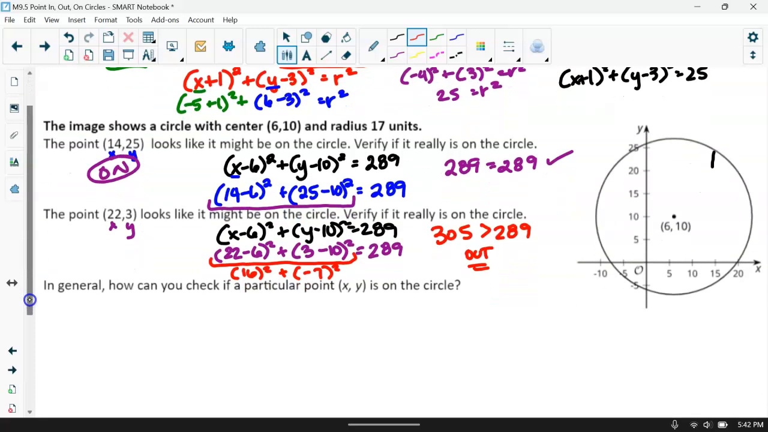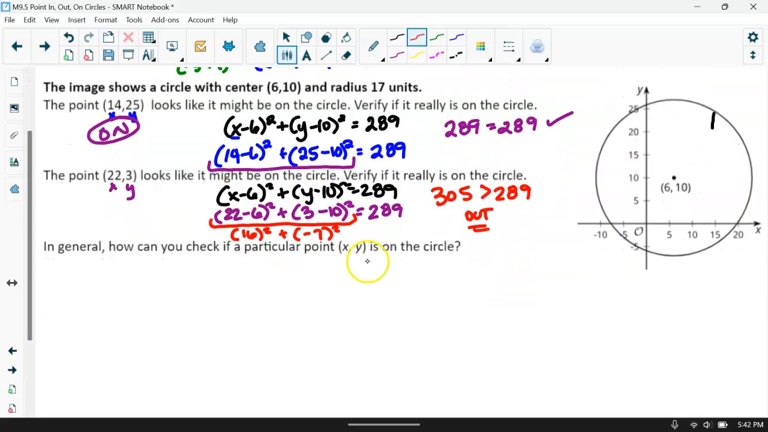So basically, notice how we check whether a given point is on the circle. We are going to substitute. But remember, we can only substitute into the standard form of our circle equation.